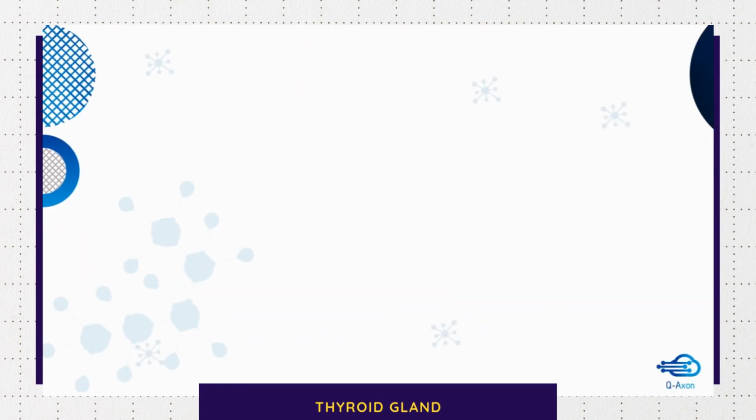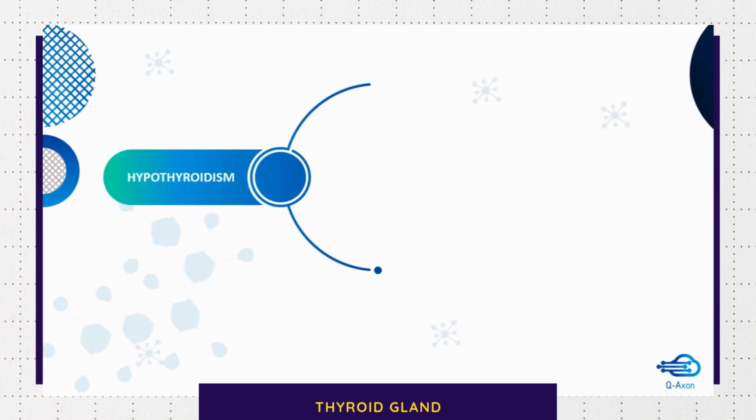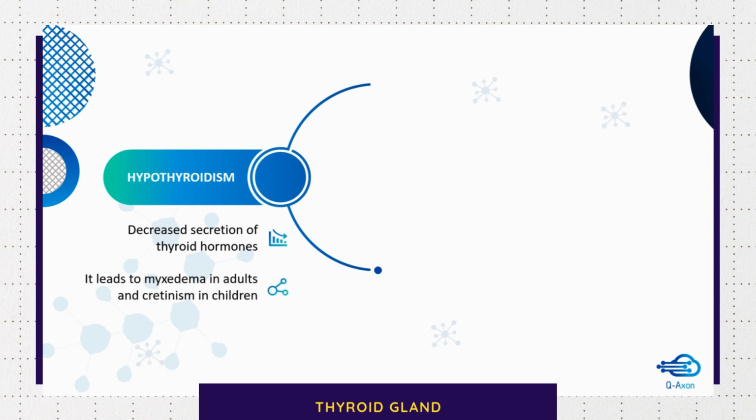Now that we have seen about hyperthyroidism, let's see about hypothyroidism. So in hypothyroidism, there will be decreased secretion of thyroid hormones. If this happens in adults, it will cause what is called myxedema, and if this happens in children, it will result in a condition called cretinism.